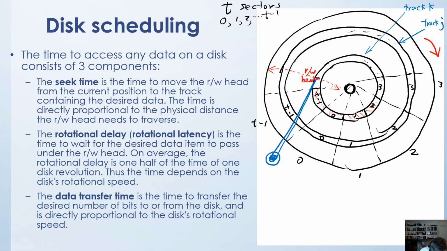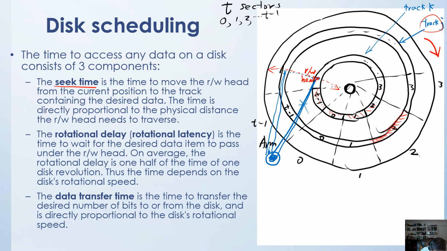So the speed of disk access depends on a couple of things. One is called seek time. The seek time is the time to move the read and write header from the current position to the track containing the desired data. The current position is here. If you want to read the data, for example, in track J, sector 2, then you need to move the arm to track J.